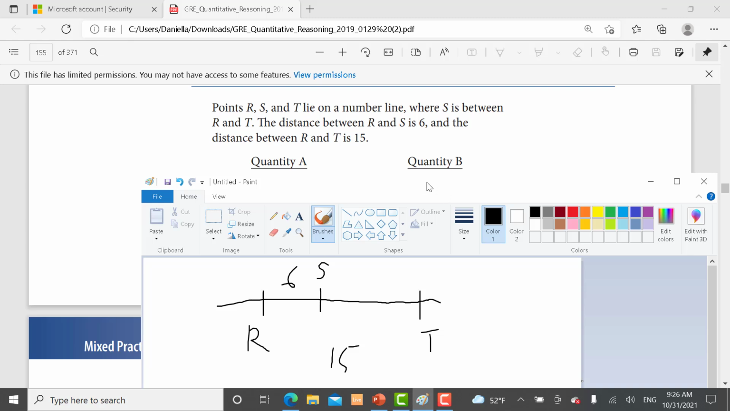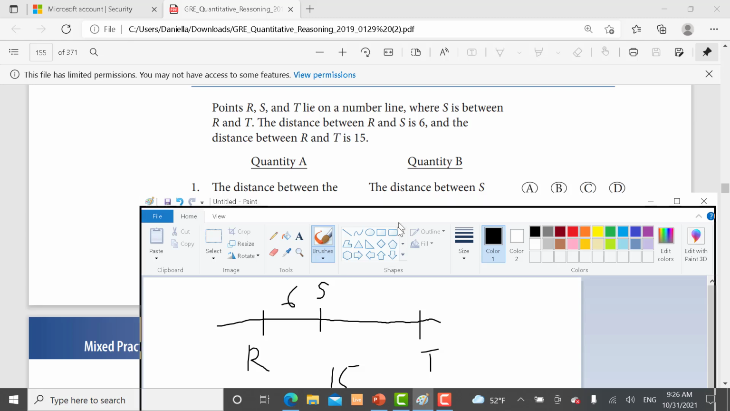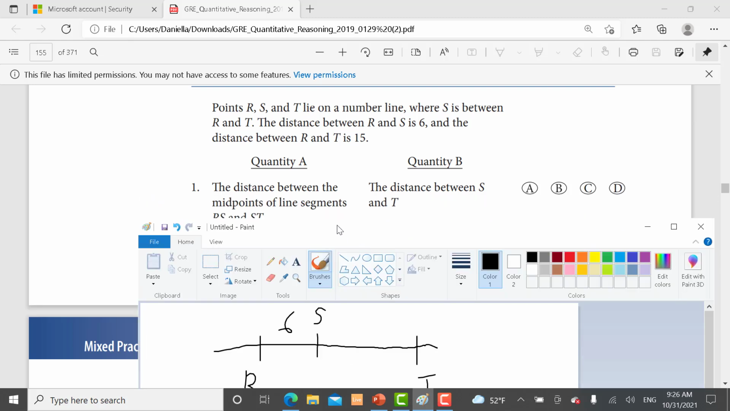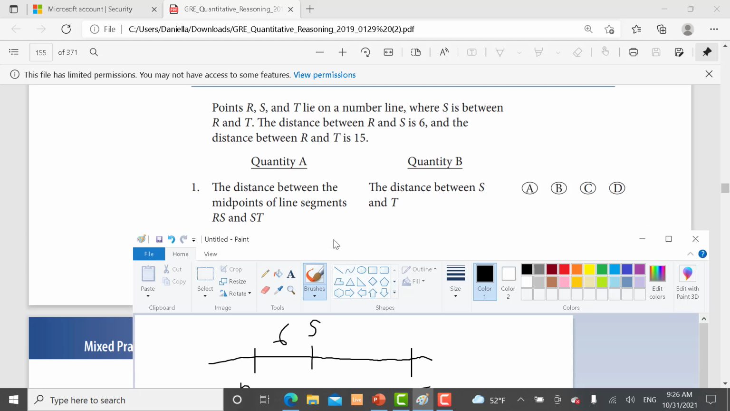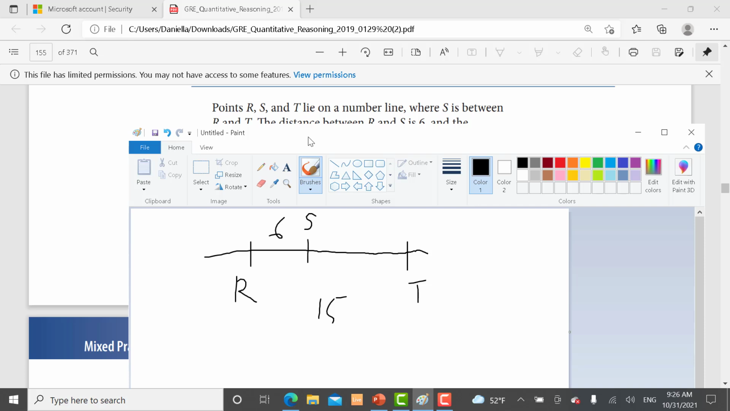Now look at the question. The question asks for the distance between the midpoints of the line segments RS and ST. So we have to find the midpoint of both of them. For RS, the midpoint is right here. It should be the point that divides the length of RS into two equal lengths. And we have to find this distance.